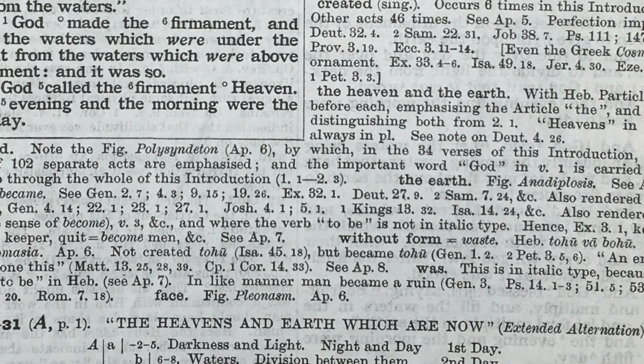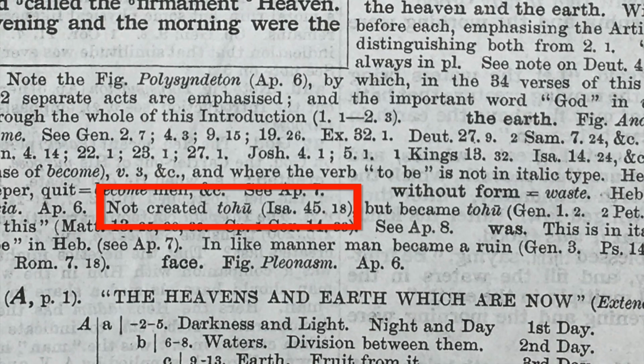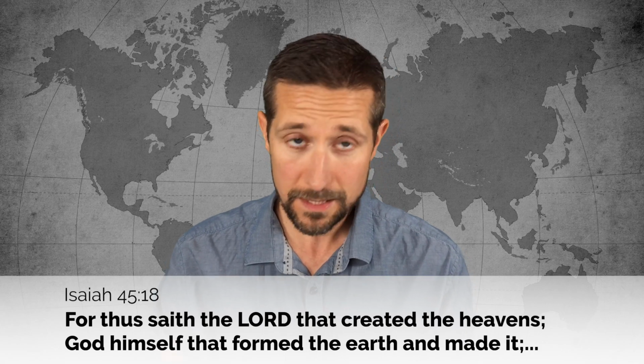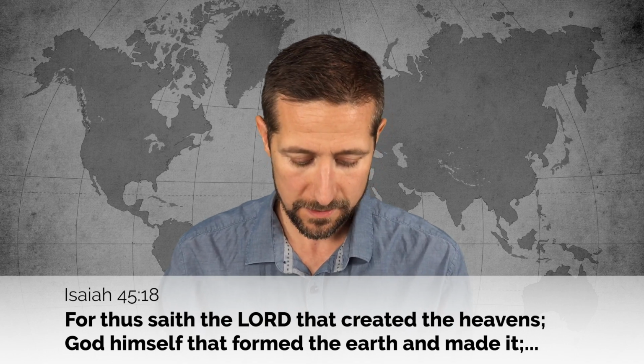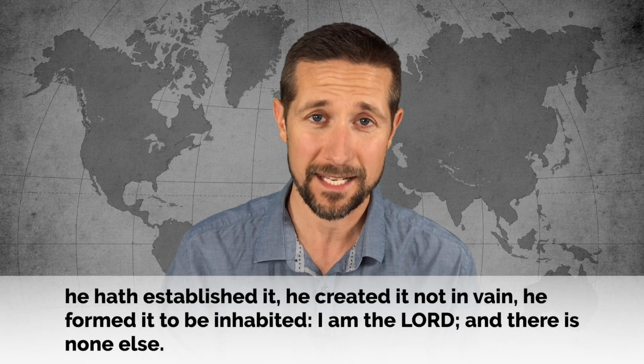So you can double check this idea and this thought here. And look, we have some more notes. If we look down, we see another note concerning Isaiah 45:18. So let's jump over there. Let's go see what Isaiah 45:18 has to say. And it reads, "For thus saith the Lord." So this is God talking here, okay? "That created the heavens, God himself that formed the earth and made it."